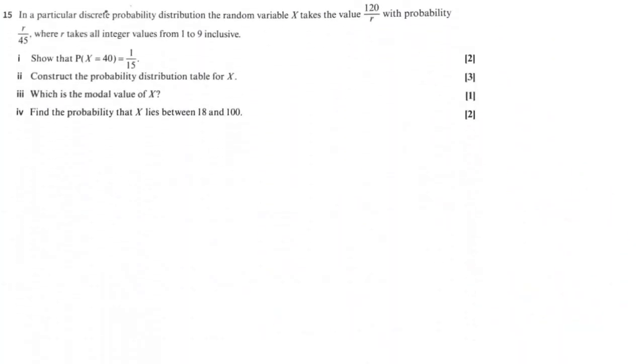In this problem, we've got a probability distribution where the random variable x takes a value of 120 over r, and the probability is r over 45. And then the r's can be 1 through 9, including 1 and 9. All right, so let's break this out. X's can be 120 over r, and the probabilities can be r over 45. All right, don't let that whack you out, because all we know is the r's are 1, 2, 3, 4, 5, 6, 7, 8, 9.